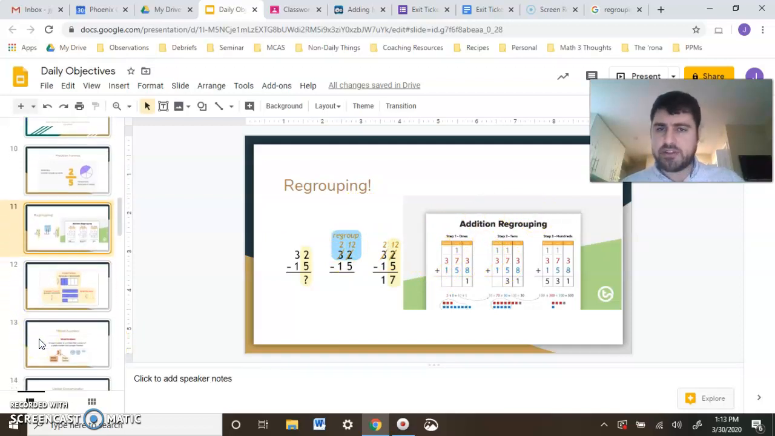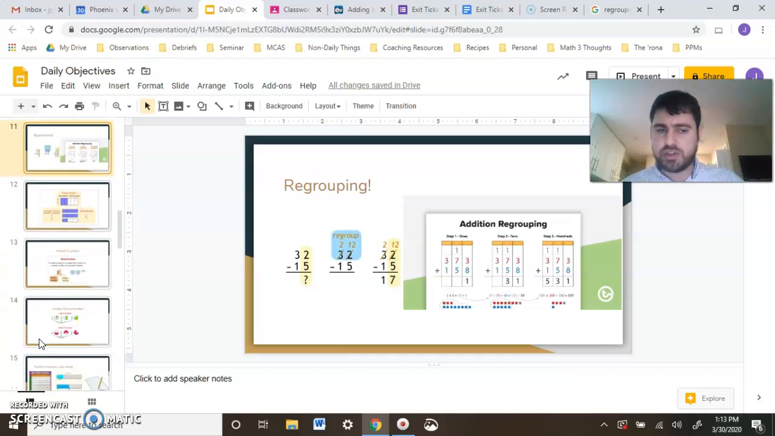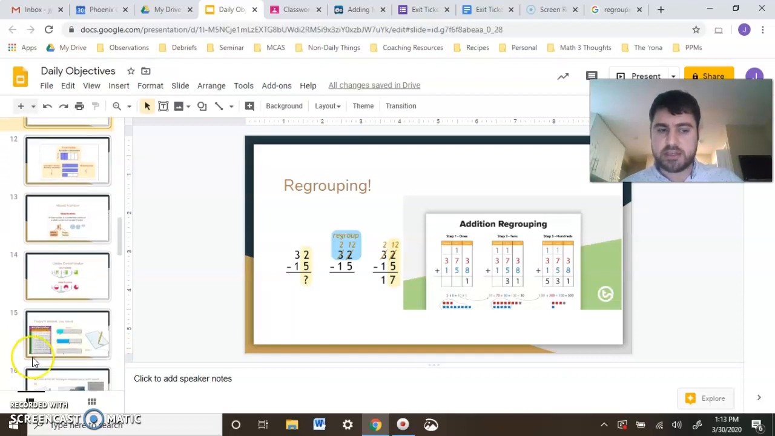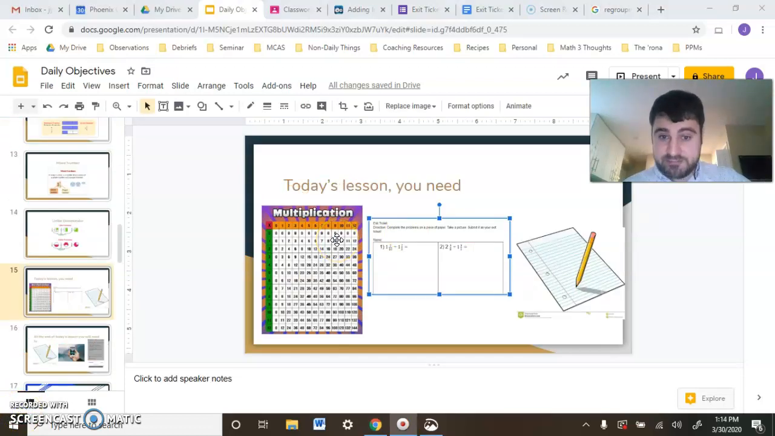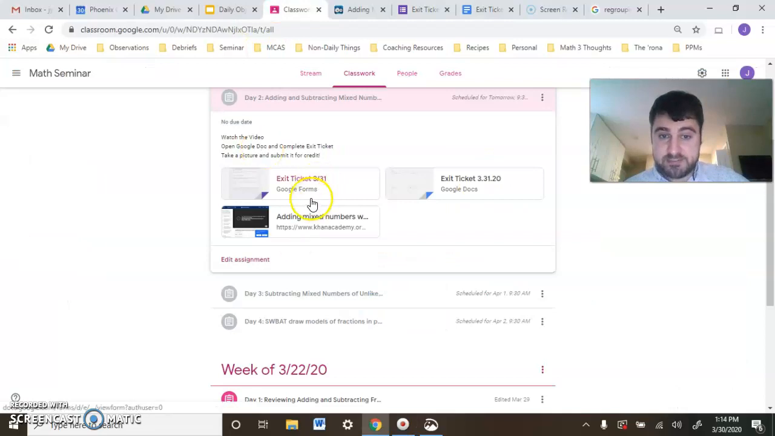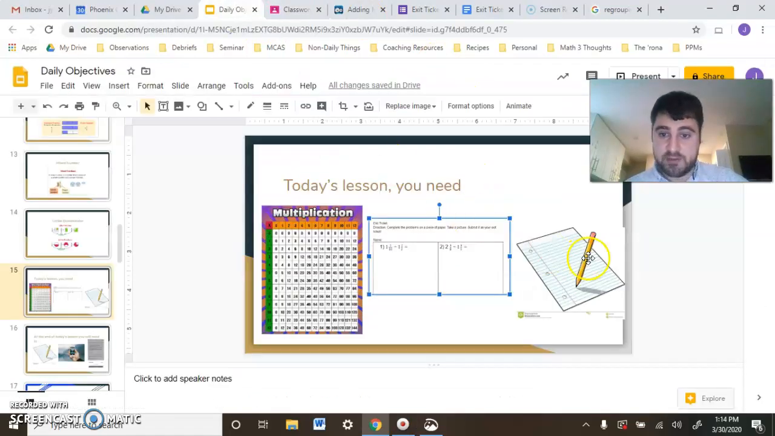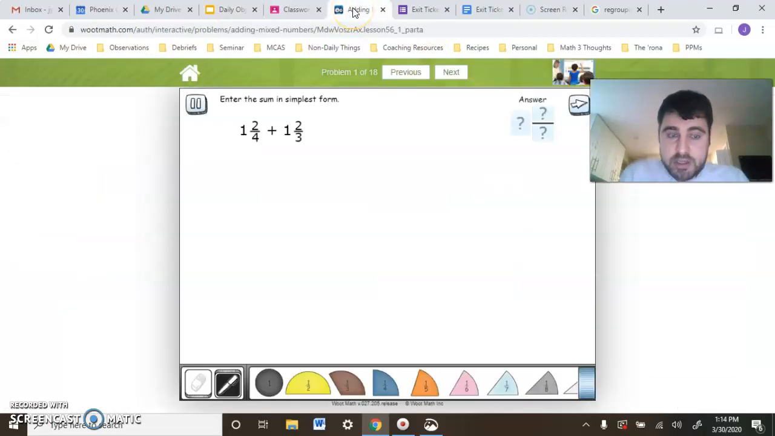And we're going to hop into today's lesson. And really what I want you to be able to do is know the three things that you're going to need. They are multiplication chart, Google Doc, which is here, right? This one right there. And of course, a pencil and paper. So let's hop over here to the first problem that we're looking at.